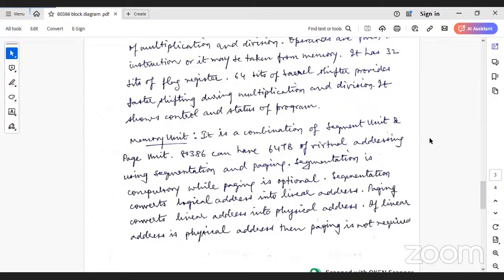Segmentation is needed because it also increases the speed of the processor, but paging is optional, meaning if you want you can use it, otherwise you can leave it off. Computer people will also know about the paging parameters, if they have done a BCA or BBA course, some degree. Now for segmentation, you can simply remember this point: segmentation converts the logical address into a linear address, and paging converts the linear address into the physical address. So if the linear address is the physical address, then paging is not required.